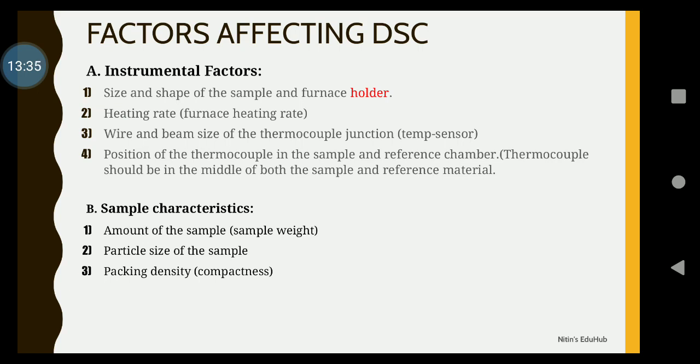Next is the particle size of the sample. Sorry, the sample size is 0.5 to 10 milligrams, and the amount of sample should be as small as possible. Then the packing density, that is, the compactness. The sample should not be too compact, because there may be fluctuation in the resolution. That is just because of the compactness of the material. So it should be loosely packed.